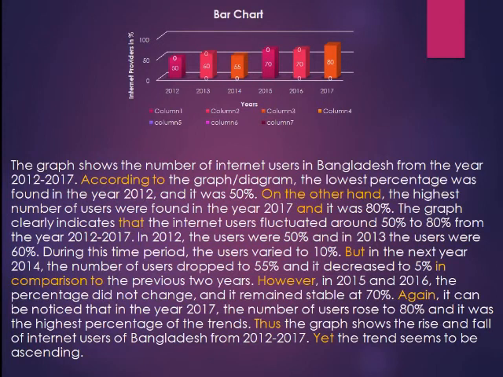In 2012, the users were 50%, and in 2013, the users were 60%. During this time period, the users varied by 10%. But in the next year, that is 2014, the number of users dropped to 55%, and it decreased by 5% in comparison to the previous 2 years. However, in 2015 and 2016, the percentage didn't change and it remained stable at 70%. Again, it can be noticed that in the year 2017, the number of users rose to 80%, and it was the highest percentage of the trends.